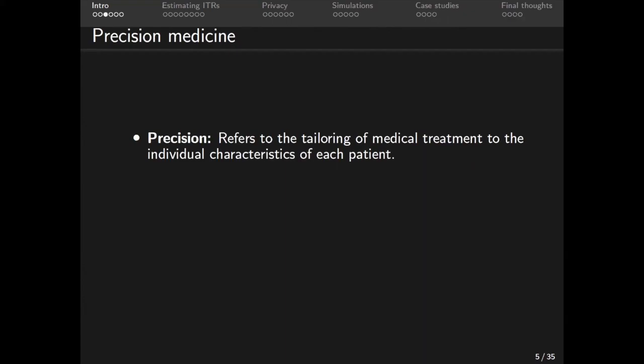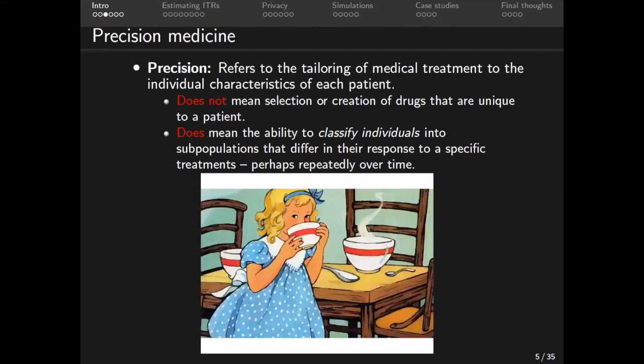All right, so precision medicine then is really trying to get at this. I'm trying to tailor medical treatments or decision-making to the individual characteristics of each patient. When I say this, I'm not actually talking about selecting or creating drugs that are unique to a patient. You may have heard of precision oncology, where a biopsy is taken and 20 different combinations of chemotherapies are given to see how the tumor cells react. I'm not actually talking about individualization at that level, but rather trying to classify individuals into subpopulations, so come up with decision rules based on more macro level characteristics.